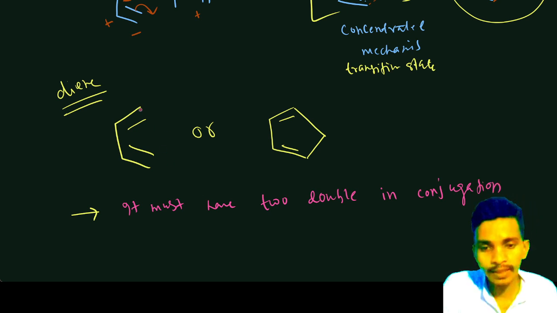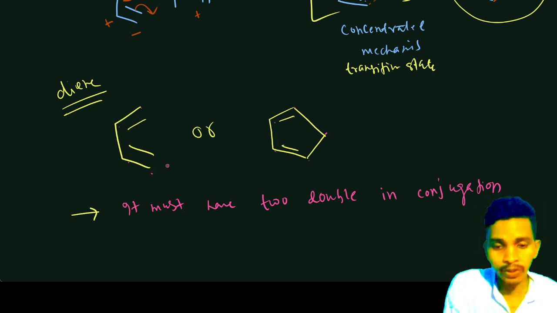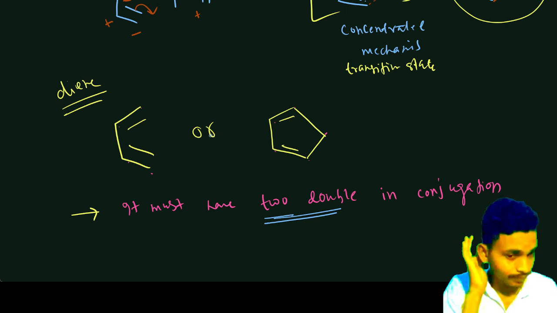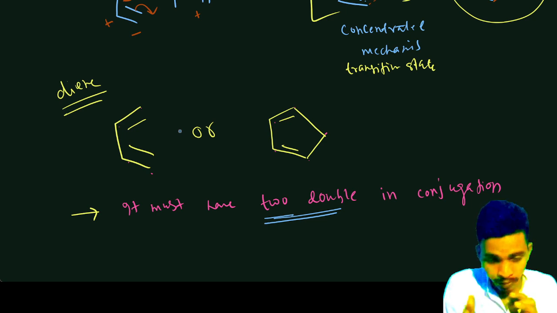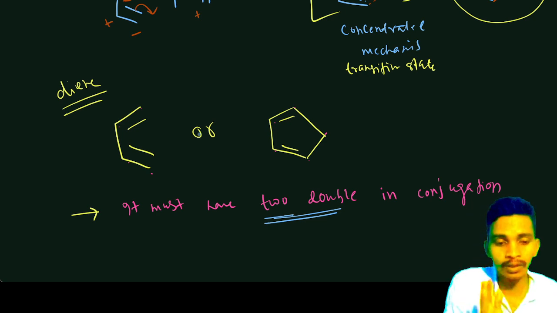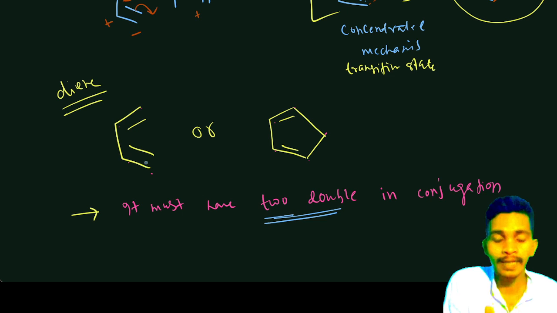Here we see that the number of carbon atoms is 4, but here the number of carbon atoms is 5. Sometimes we see 7 like that, but the number of double bonds which are in conjugation is always 2. So that has to be kept in mind. Why? Because for the MO approach, and for the whole pericyclic Diels-Alder reactions, the dienes must have two double bonds in conjugation.